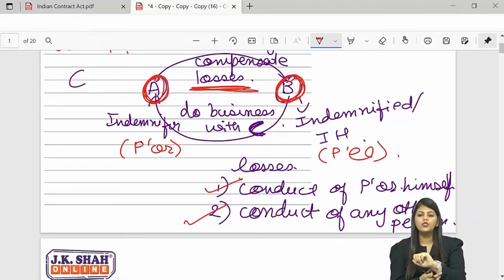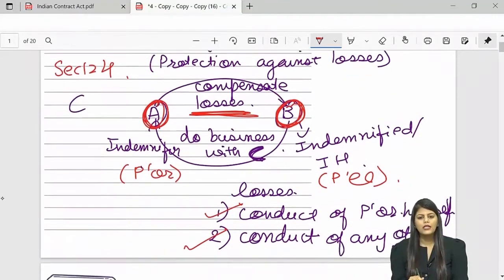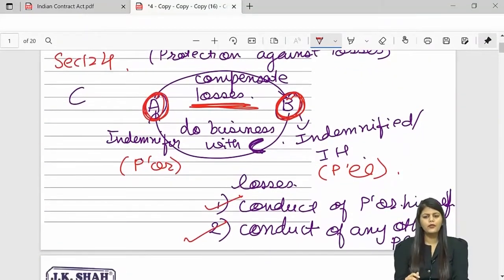Because all the essential elements of a valid contract should be satisfied. There should be a lawful object, there should be lawful consideration, and so on. So that is your Section 124 indemnity contract.